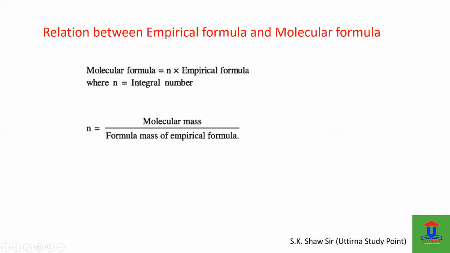So next, the relation between empirical formula and molecular formula is very, very important. It is very easy also. Molecular formula is equal to N into empirical formula. What is N? N is generally an integer or whole number, which is equal to molecular mass divided by empirical formula mass.